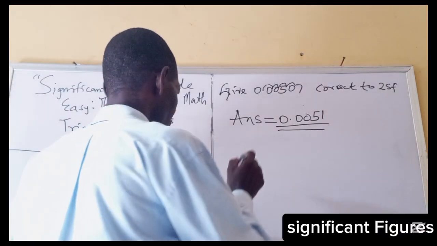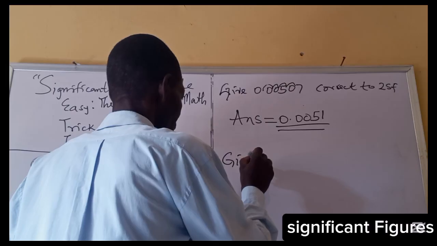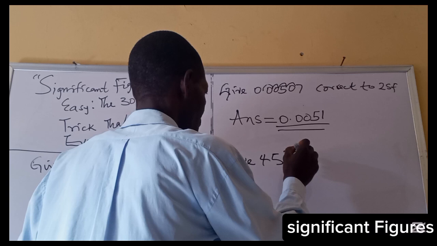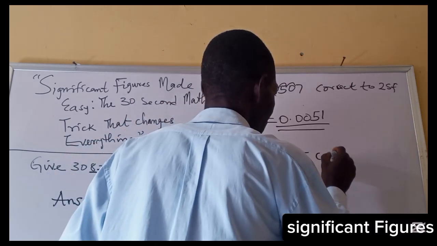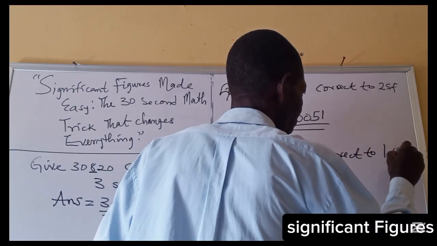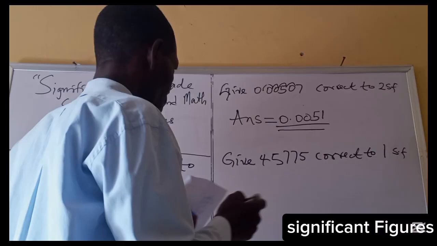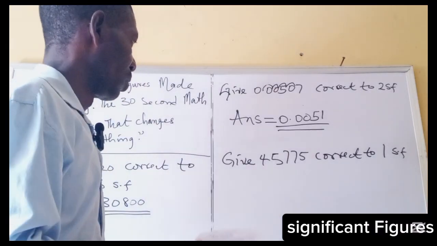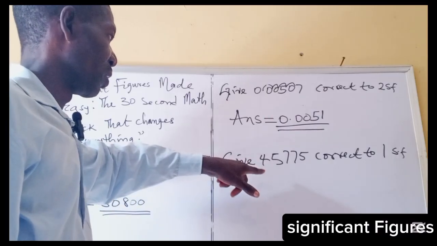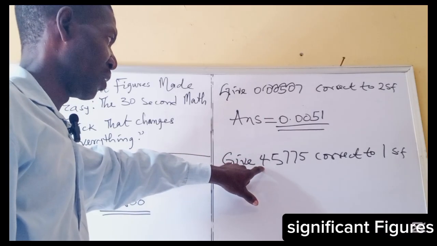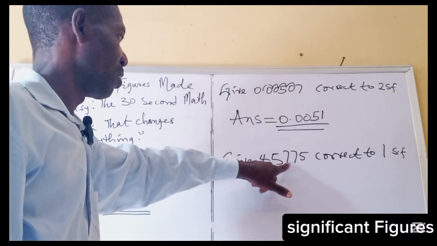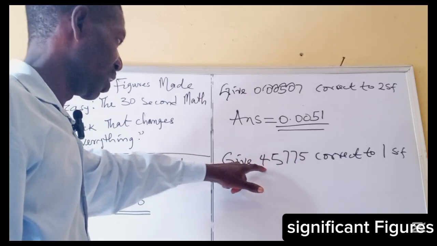Give 4, 5, 7, 7, 5 corrected to 1 SF. If you look at this number now, if I may ask you, how many significant figures? So we are going to count. This is the first significant figure, because it's a non-zero figure. So this is 1, 2, 3, 4, 5. This is 5 significant figures.